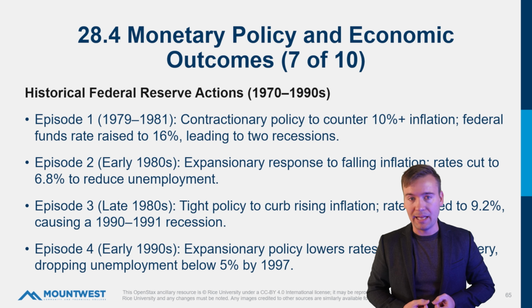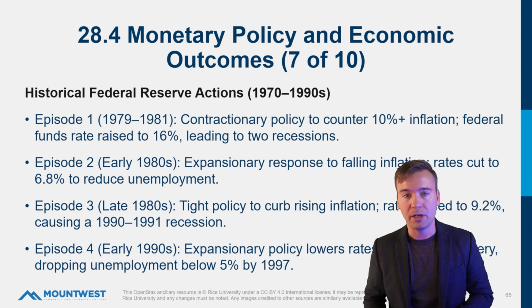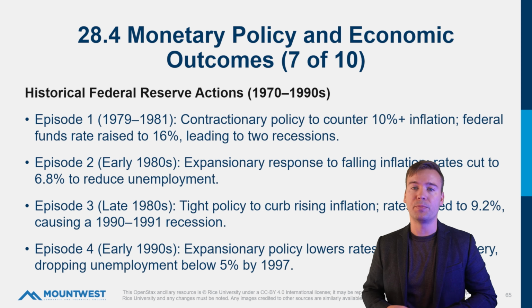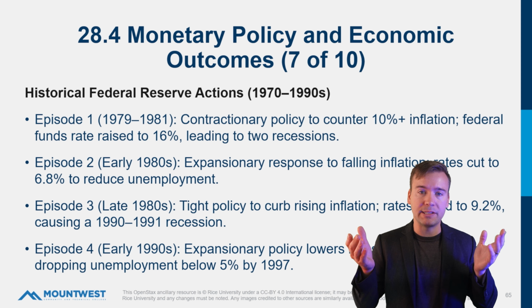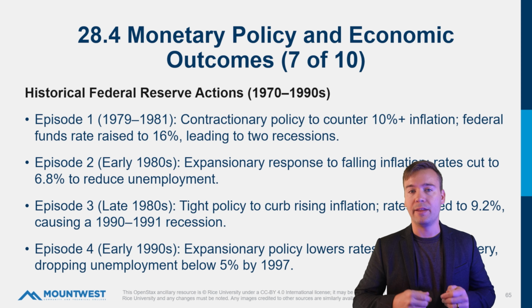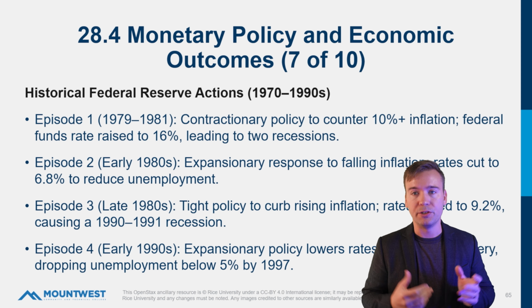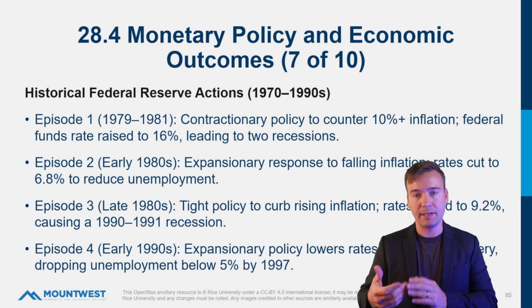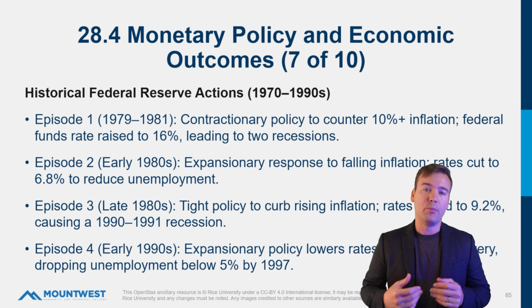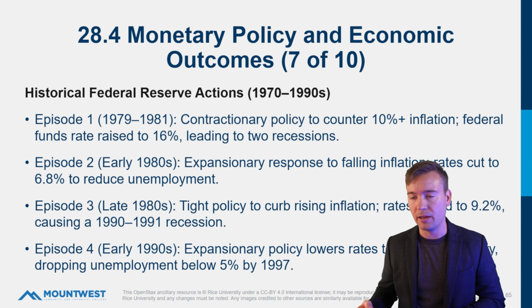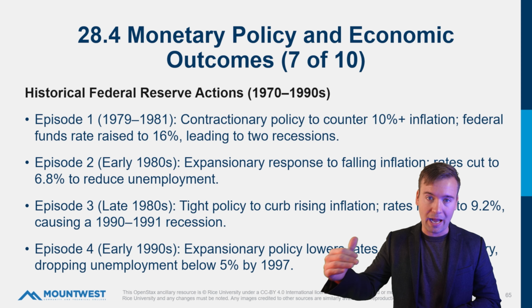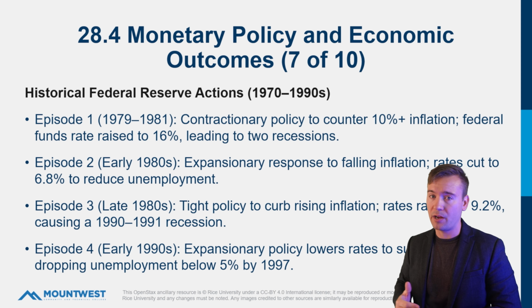In the late 1980s, in episode 3, inflationary pressures were rising again, which prompted the Fed to again adopt a tight monetary policy. They raised interest rates to 9.2%, right? And that ultimately contributed to another recession, the 1990 to 1991 recession. So when we do these tight monetary policies, they often end up in a recessionary period because you're putting the brakes on a hot economy.